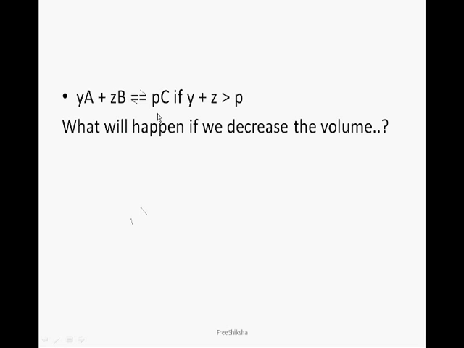The reaction, as we studied, will try to counter the change that has happened. The change that has happened is a reduction in volume, and because the volume has reduced, the reaction needs to happen in a way that requires lower volume, and hence the forward reaction will start happening.